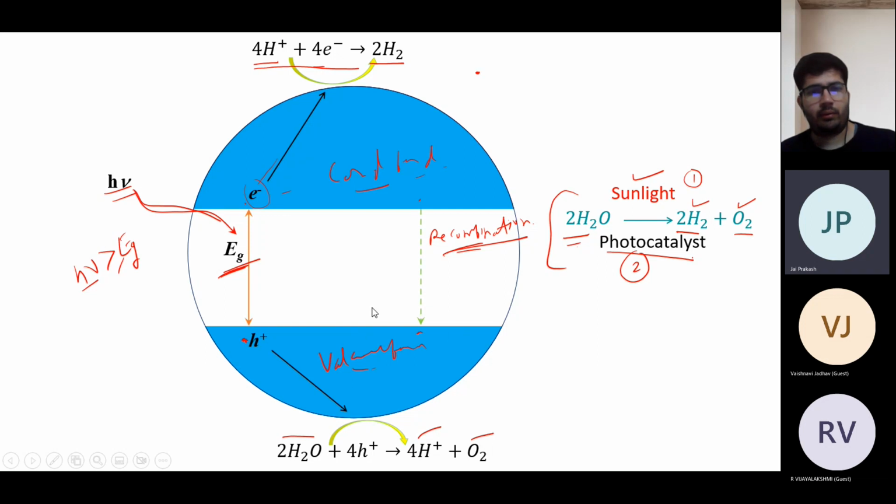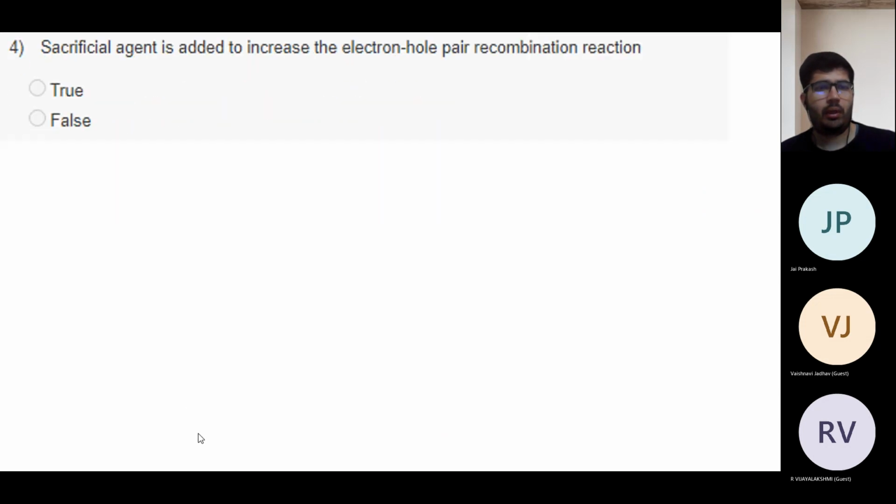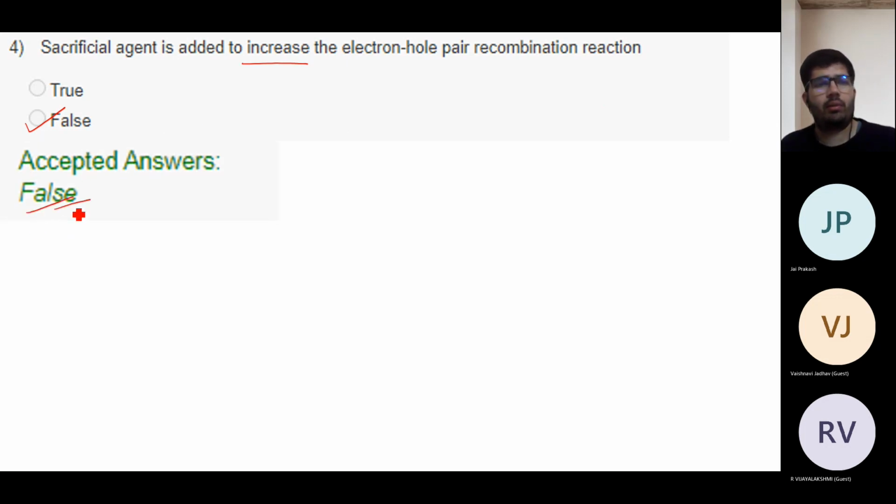Okay, right. Let's come to the questions. The sacrificial agent is added to increase the electron hole pair recombination reaction. True or false? It is false. It is added to decrease the electron hole pair recombination, not to increase. So the correct answer is false.